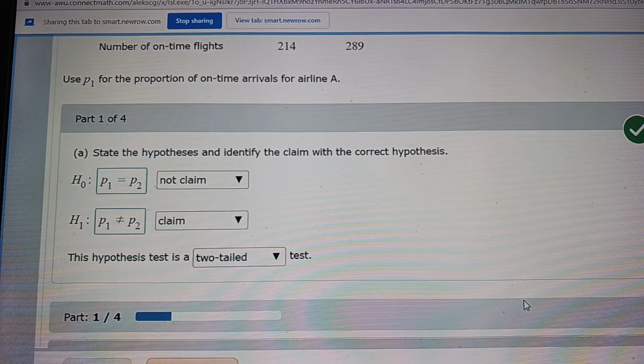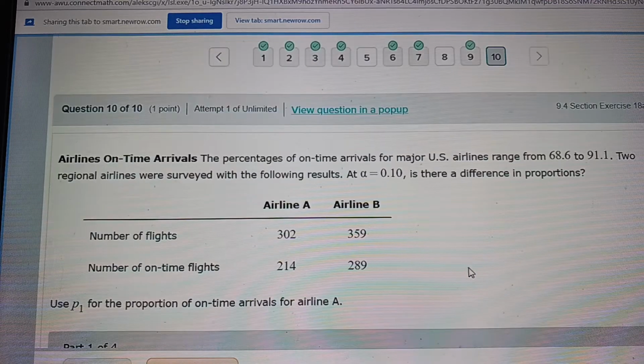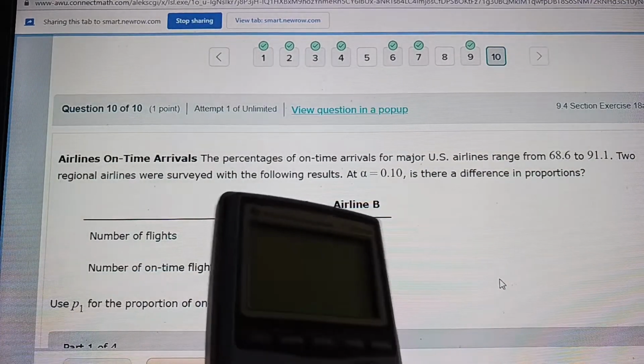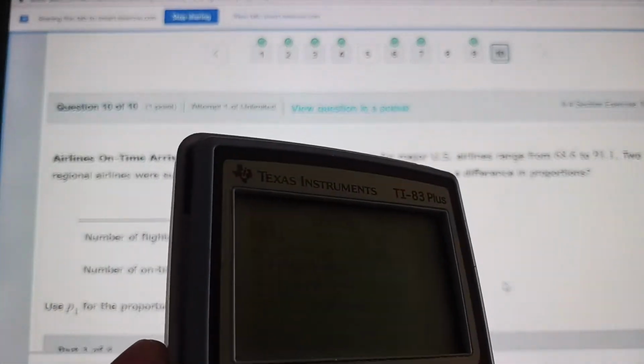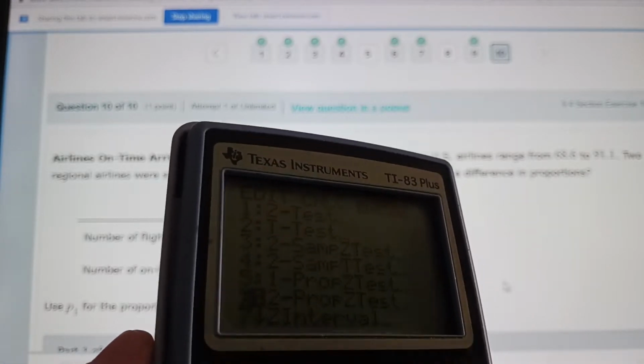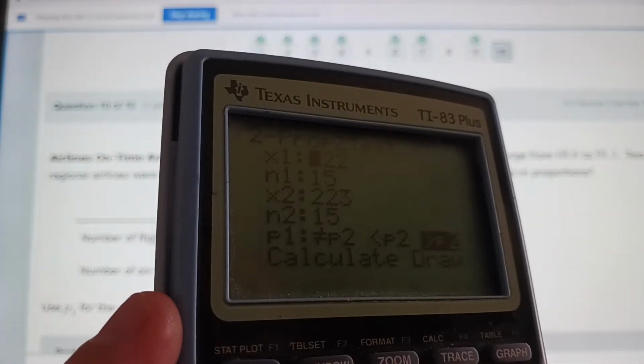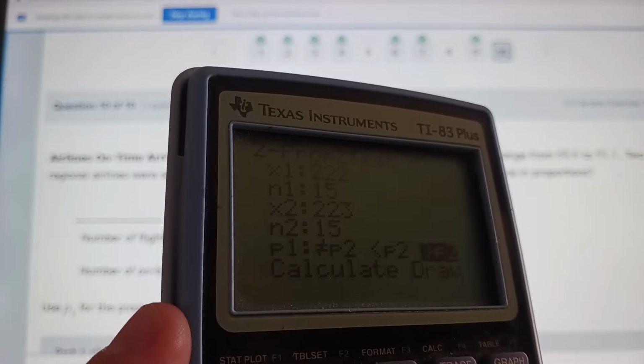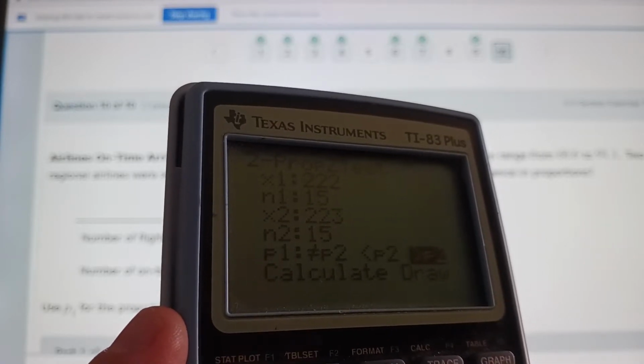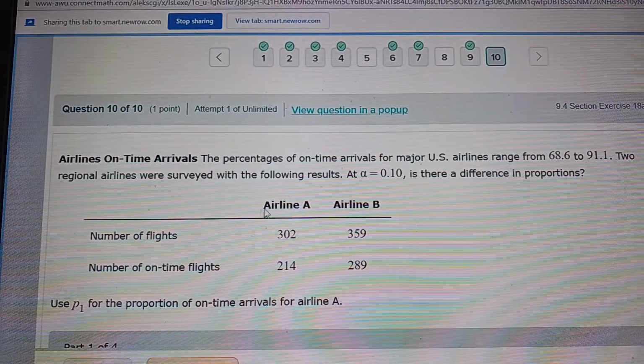That's really the only difference compared to our last 2 problems, is that you put p's here instead of mu's. And then it's really easy to fill this in the calculator. Stat test number 6, 2 prop z-test. All you need is x1, n1, x2, n2, and tell it what your alternative is. And as long as you know which one of these is which, it's easy.